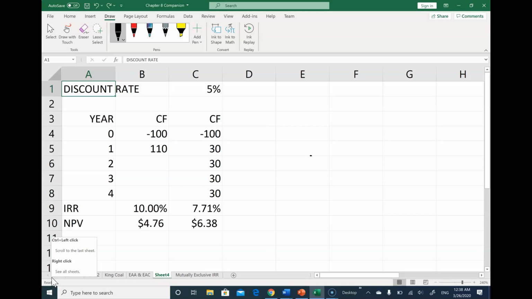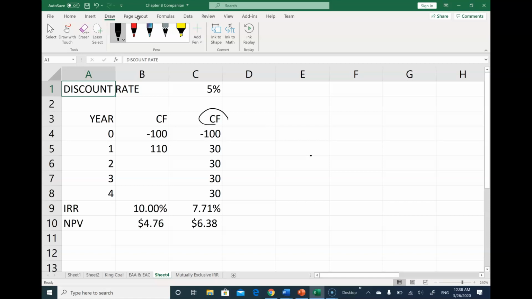So again, we are looking at two mutually exclusive projects. One project is just a 1-year project. You spend $100 and you will receive $110 back. In case of the other project, which is this one, this is a much longer project, right? You spend $100 and you will receive $30 over the next 4 years.